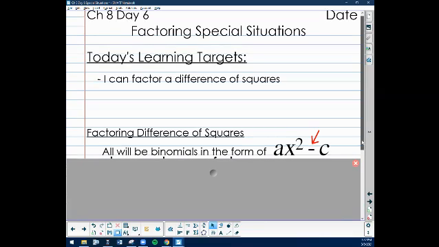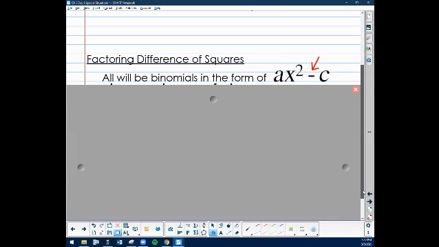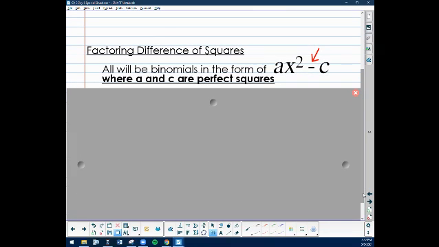Before we start talking about how to do it, let's talk about what it is. Factoring a difference of squares, okay? A couple things that we have to recognize: they're all going to be binomials. Remember, a binomial means two terms. And they're going to be in the form of ax squared minus c, where a and c are perfect squares. You have to be able to recognize when this situation comes up, because it won't always look this way.